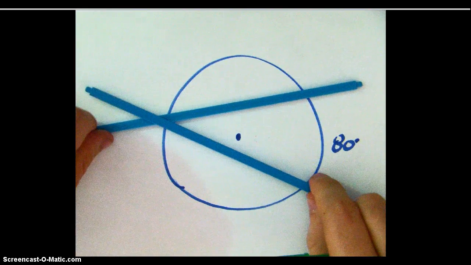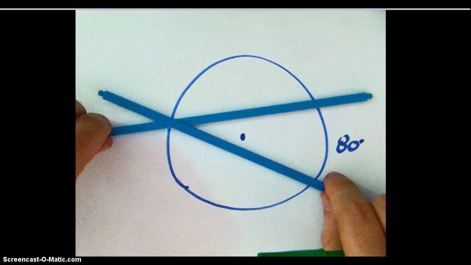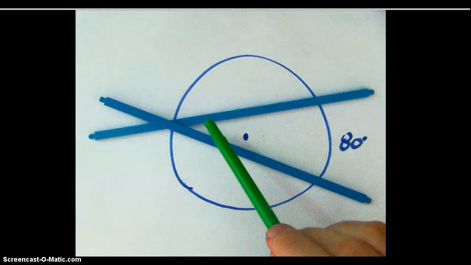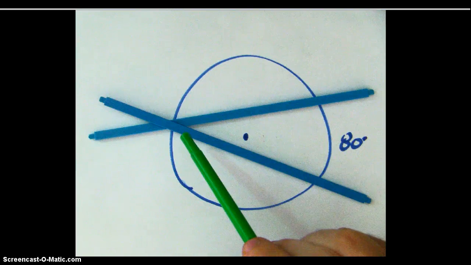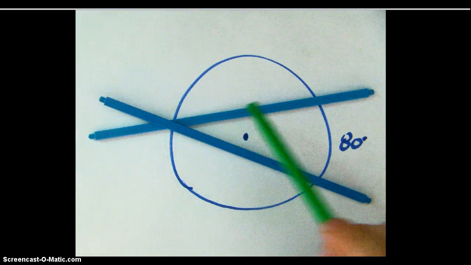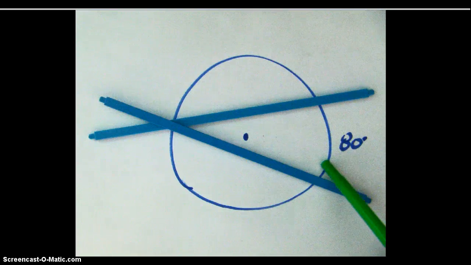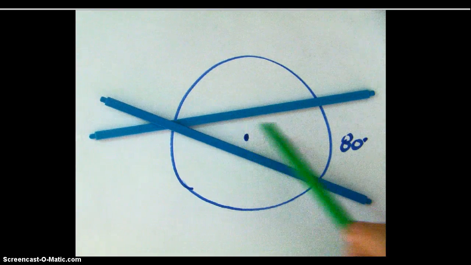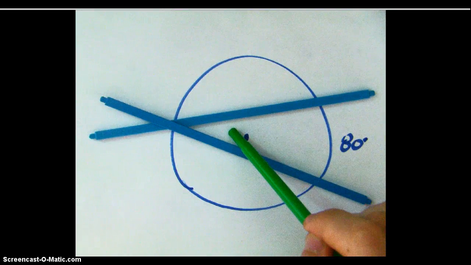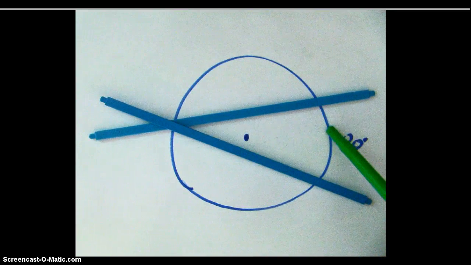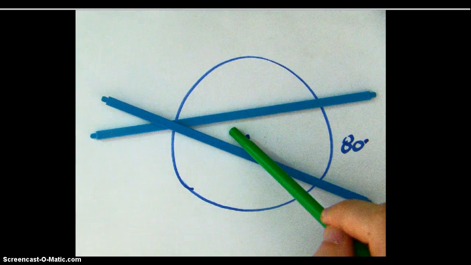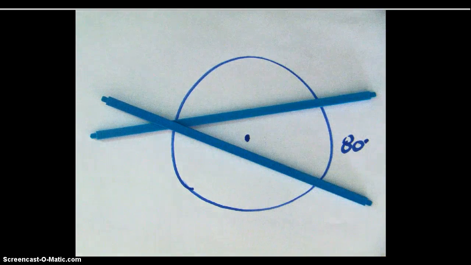We've also talked about this kind of angle, when the angle is on the edge of the circle like that. That's called an inscribed angle. And what do you know about inscribed angles? Well, we know that this intercepted arc right here is double the measure of this inscribed angle right here. So if this arc was an 80-degree arc, this inscribed angle would be 40 degrees. So it's half. And that gives you your answers to questions C and D.